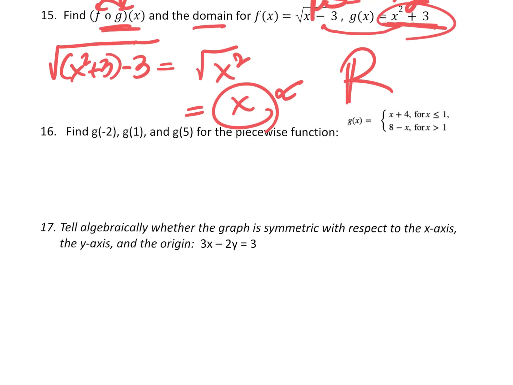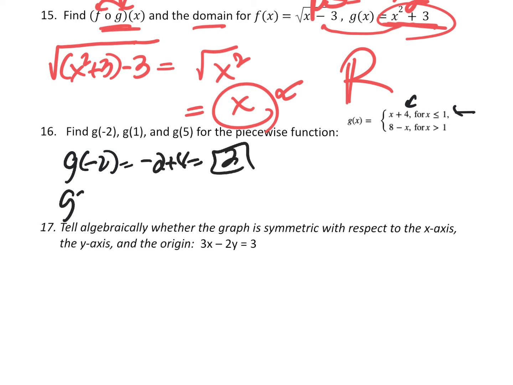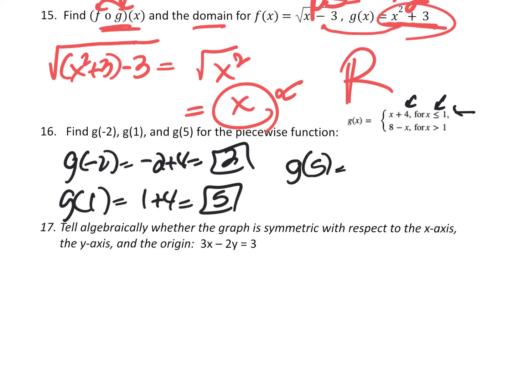Sorry about that. 16 says g of negative 2. I'm going to plug negative 2 into the top function because it's less than 1, which will give me negative 2 plus 4, which is 2. Then I'm going to find g of 1. I'm going to plug the 1 into the same function because it's less than or equal to 1. It'd be 1 plus 4, which is 5. And then the last part, g of 5. I'm going to plug that one into the bottom one because 5 is greater than 1, so I get 8 minus 5, which is 3.